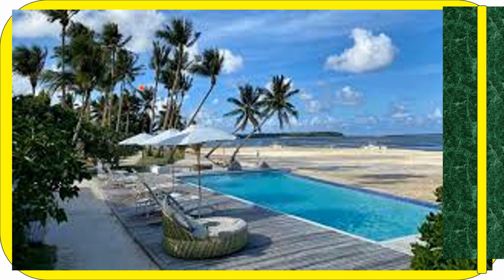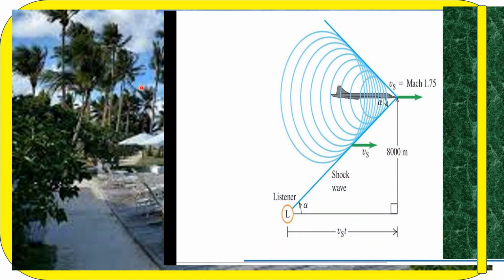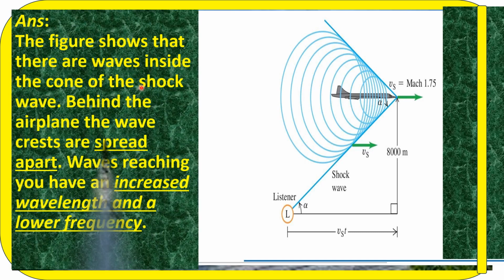Alright, so why is our answer letter C? You will hear the sound of the airplane Doppler shifted to a lower frequency. Our explanation: the figure shows that there are waves inside the cone of the shock wave. Behind the airplane, the wave crests are spread apart. So, the waves reaching you have an increased wavelength.